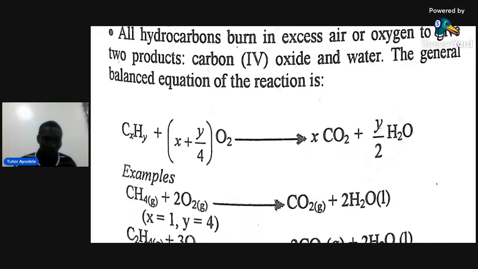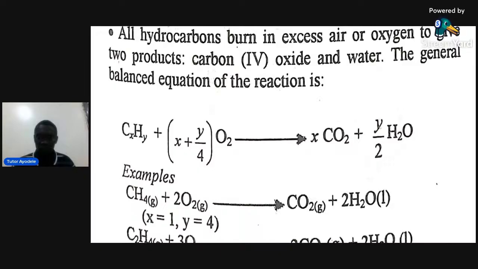Now, we have X here from the reactant, and we have X here too. So any value that is in front of this CO2 in the question will be the value of our X. It will be the value of our X. Now, let's look at the question.